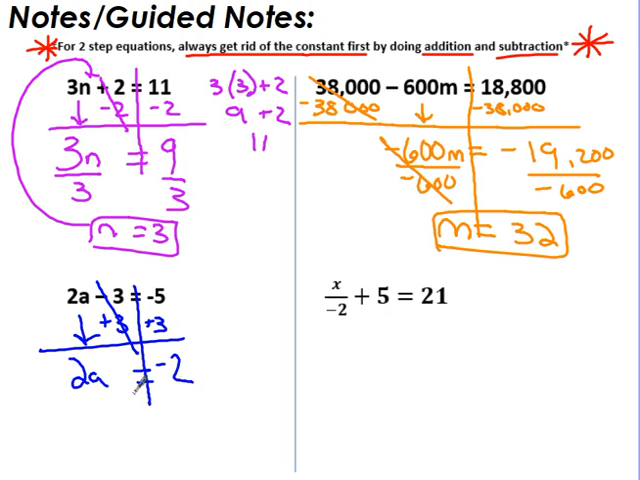Then I have 2a equals negative 2, so 2 times something equals negative 2. So I'm going to divide both sides by 2, and I get a equals negative 1.